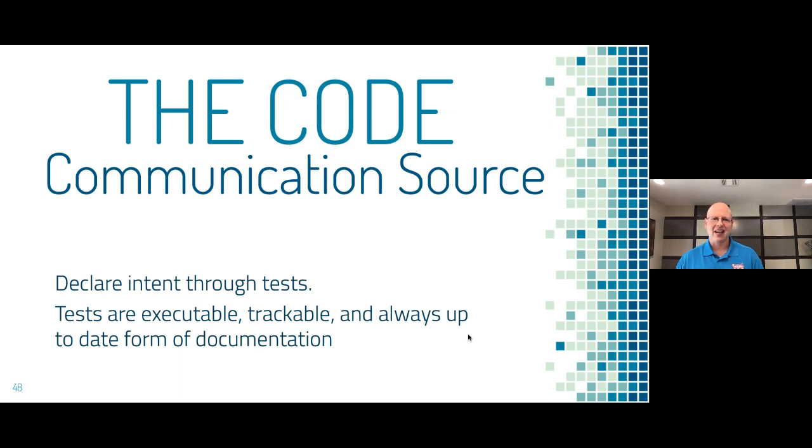So again, circling back to tests, with tests, you can actually declare the intent through the tests. So we have readable code, and you have tests that are not only executable, they're trackable with your repositories, and they're always an up-to-date form of documentation. With the test, you can declare what the code should be doing in an executable form that's trackable, and it lives with the code. If your tests start to fail, that means that they're out of date with the code. So if your tests are up to date and your code is working, your communication source remains accurate.